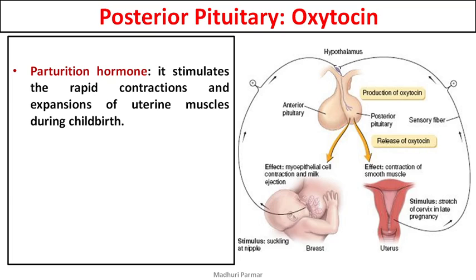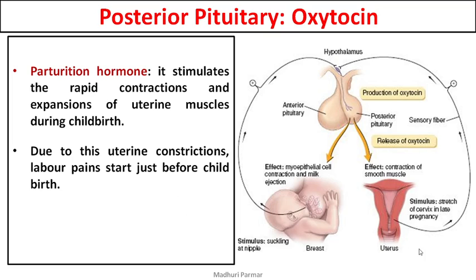Now the last hormone from your pituitary is called oxytocin. Oxytocin is also known as the parturition hormone. Parturition means childbirth. It stimulates rapid contractions of your uterine muscles, the muscles of the uterus, the womb. These muscles rapidly contract and relax, and that is how the baby is pushed out. This pushing of the baby by contraction and relaxation of these smooth muscles takes place by oxytocin.